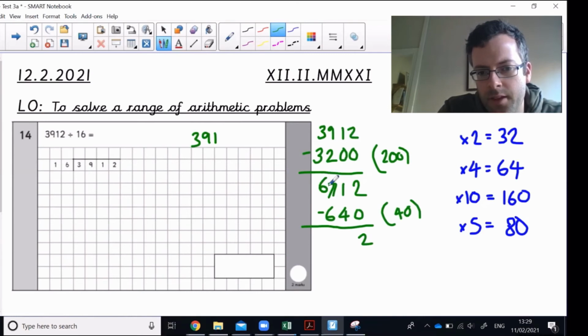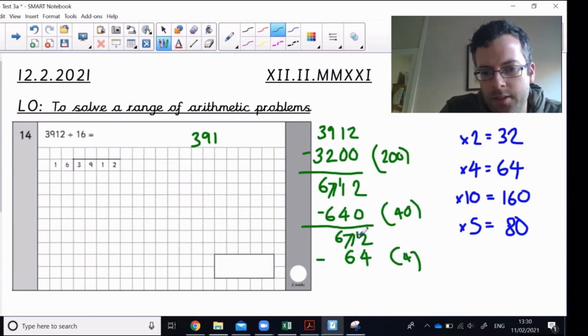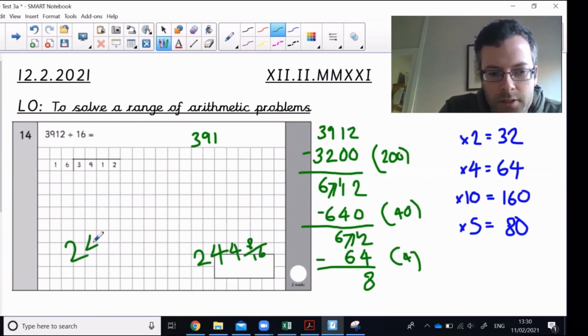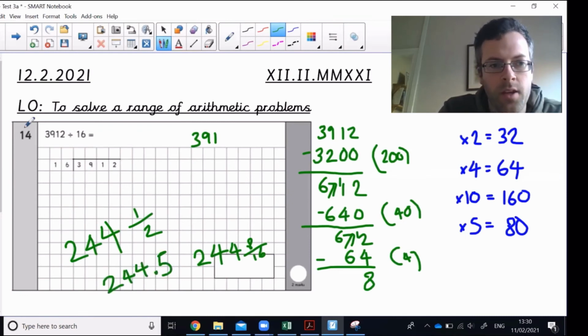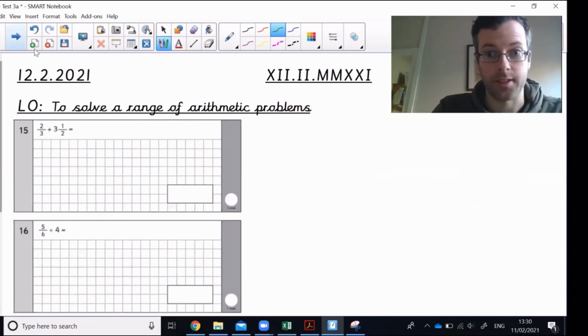I'm going to need to exchange that. 11 tens take away 4 tens is going to leave 7 tens. No hundreds left. Then I'm going to take away 64, which is 4 lots. Need to exchange that. So I do 12, take away the 4, which is going to leave me with 8. And I'm left with just 8. I can't take any more lots of 16, so it's 244 with a remainder of 8 over 16, which some of you might have realised is the same as a half. So we might have done 244 and a half. That's right though, 244 and 8 over 16ths, or 244.5.